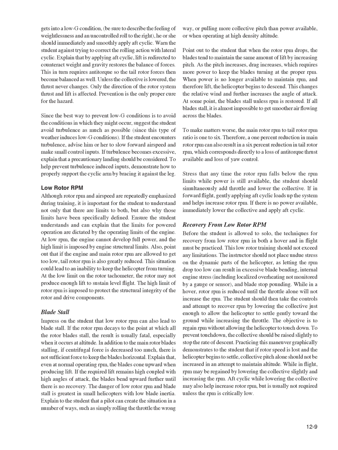Since the best way to prevent low G conditions is to avoid the conditions in which they might occur, suggest the student avoid turbulence as much as possible, since this type of weather induces low G conditions. If the student encounters turbulence, advise him or her to slow forward airspeed and make small control inputs. If turbulence becomes excessive, explain that a precautionary landing should be considered. To help prevent turbulence-induced inputs, demonstrate how to properly support the cyclic arm by bracing it against the leg.